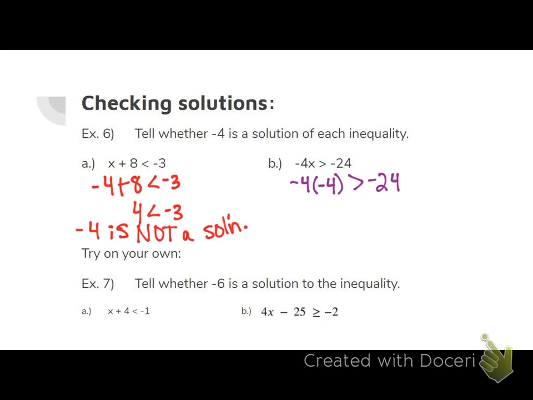Good. -4 times -4 gives me 16. So what would the statement read out loud? Careful. 16 is greater than -24. Is that true or false?